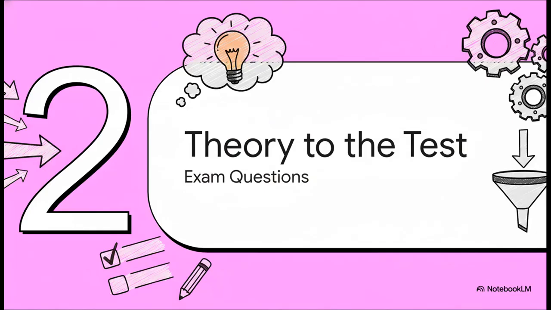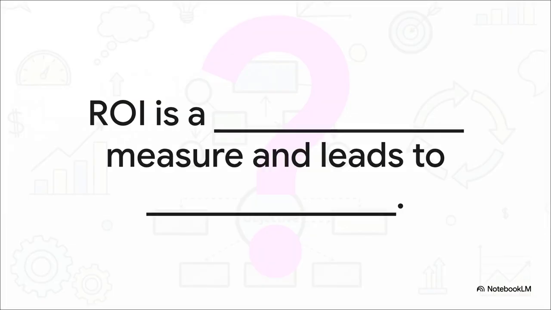Okay, so that's the theory down, but we all know SCMP is all about applying that knowledge, right? So let's switch gears and see how these ideas pop up in some exam-style questions. All right, first question. A real classic about return on investment, or ROI. You've got to figure out two things here. First, what kind of measure is it? And second, what kind of behavior does it often cause?